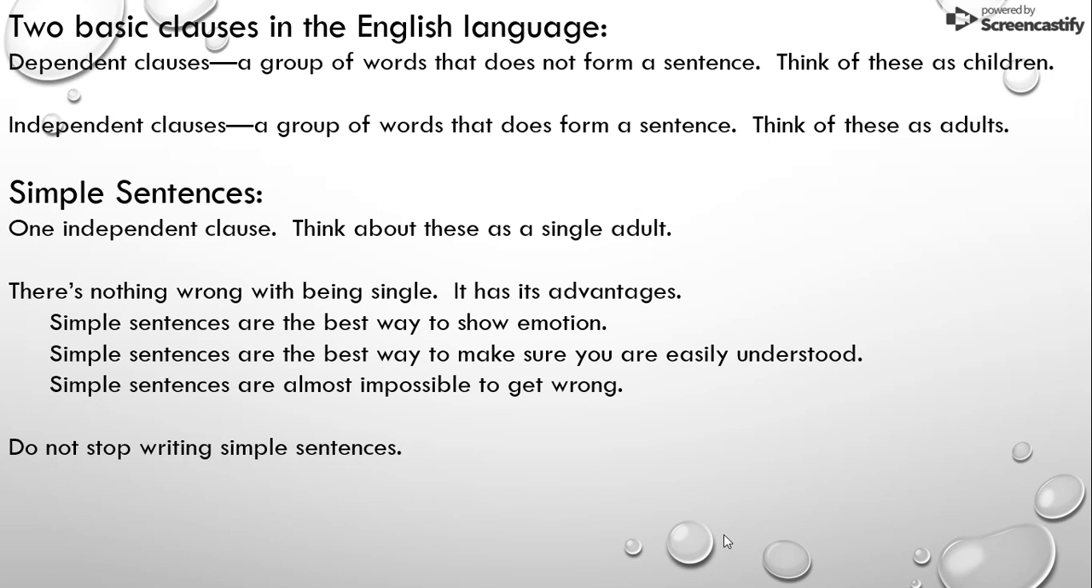Simple sentences are also the best way to make sure you're easily understood. Every sentence on the screen that you're looking at right now is a simple sentence. It's the best way to make sure somebody understands the content that you're trying to explain to them. And then finally, simple sentences are almost impossible to get wrong. As long as you remember to capitalize the first letter in the sentence, spell all the words correctly, and put a period at the end of it, chances are you're not going to have anything grammatically wrong with your sentence. So there are a lot of pros to writing a simple sentence.